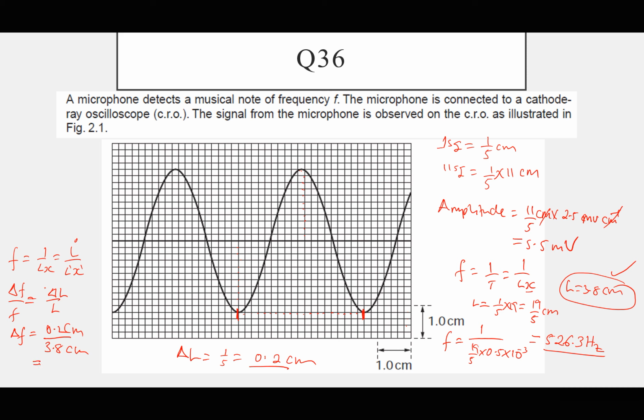So this will be the absolute uncertainty in L. And this will be equal to, by the way, this is going to be times F, our value of F, because I take F to the other side. And F is 526.3. So we are going to press our calculator, times 0.2 divided by 3.8. So this is giving me 27.7. So this is actually the absolute uncertainty in F. So it is 27.7.